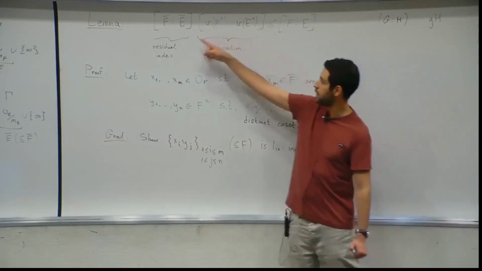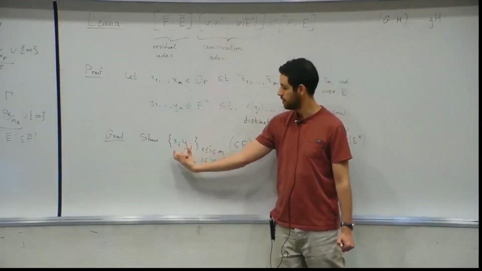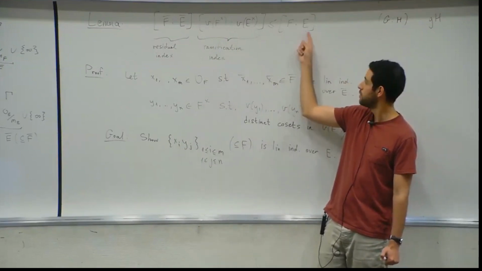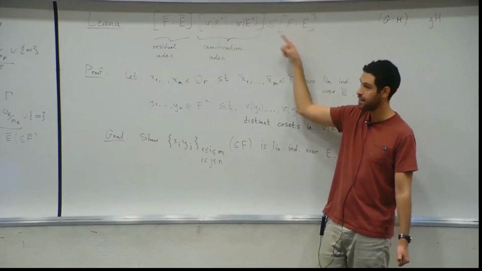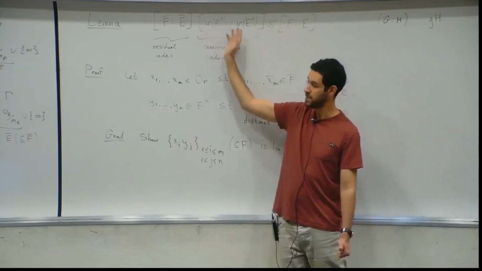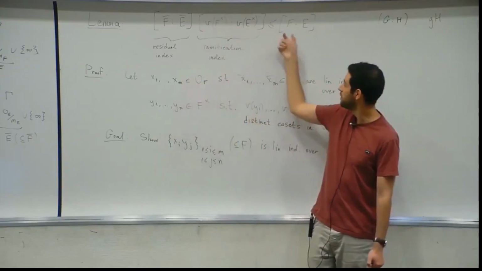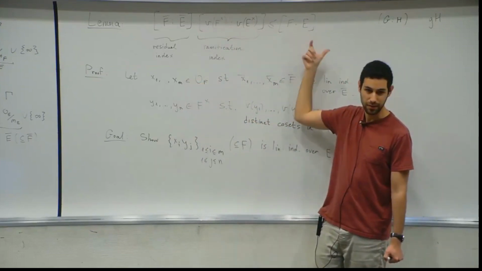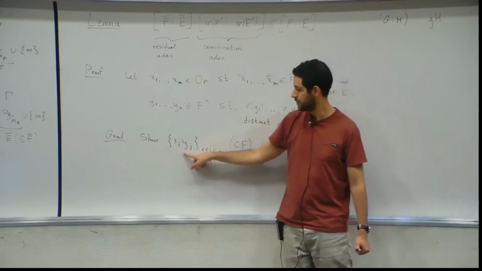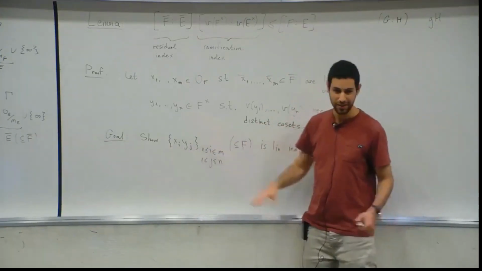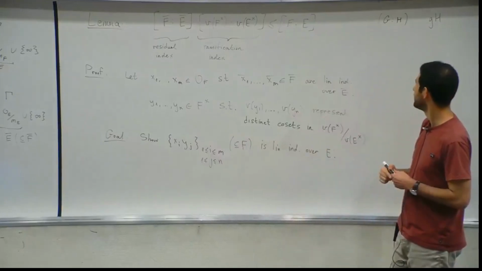So if both are finite, m and n, then we find m times n elements in F which are linearly independent over E. So this is at least m times n. And if one of them is infinite, then m or n can be as large as we want. So this must be infinite as well. So we can find a linearly independent set of arbitrarily large size.